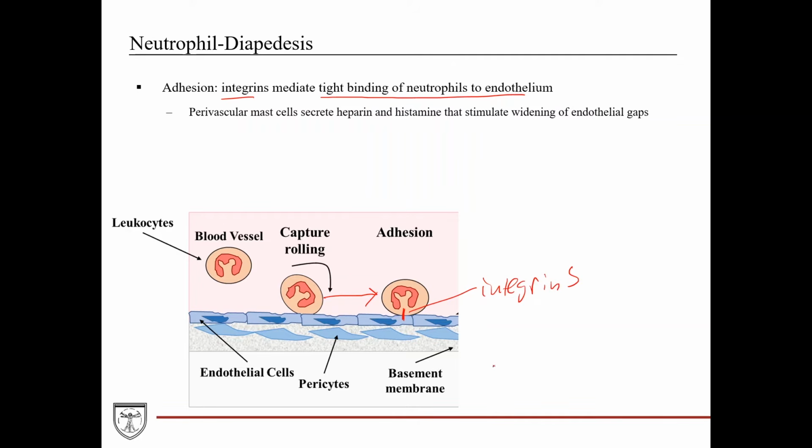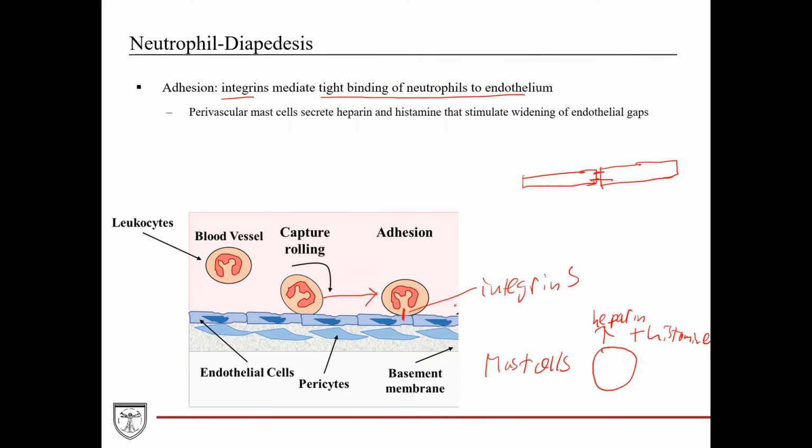Then at the same time, what you're going to have is perivascular mast cells, which will secrete heparin and histamine, which will help mediate this process. So you have endothelial cells like this, and they're bound by junctions. There's maybe a tiny little space between them.